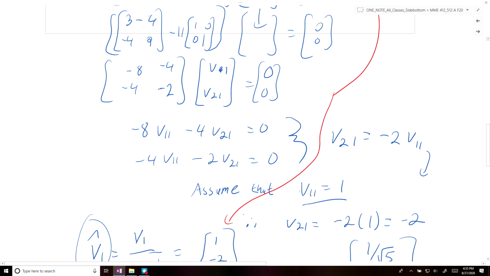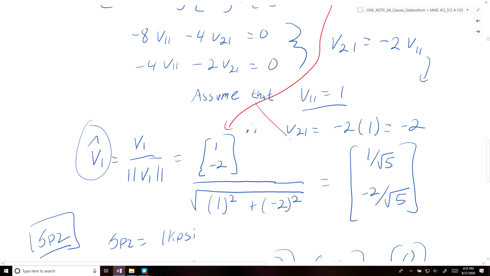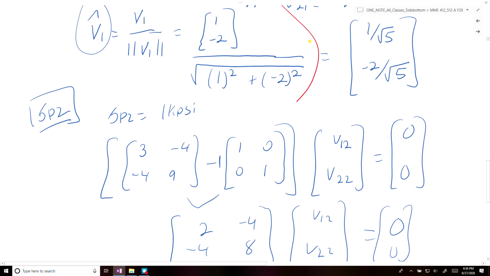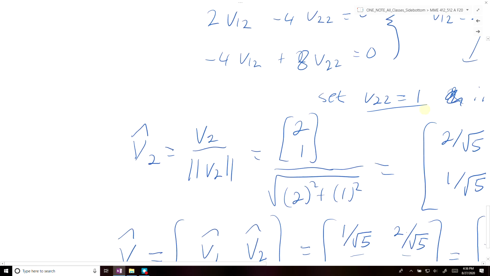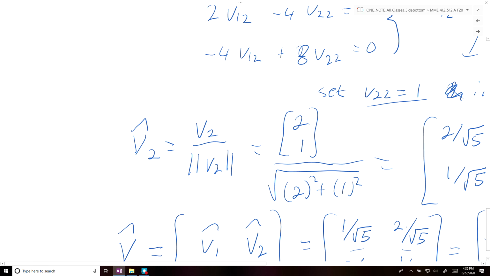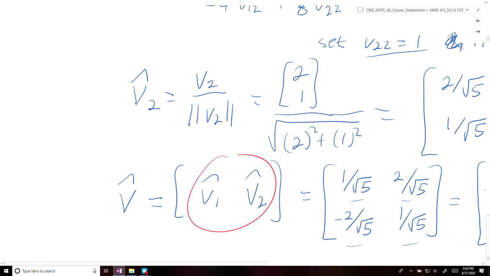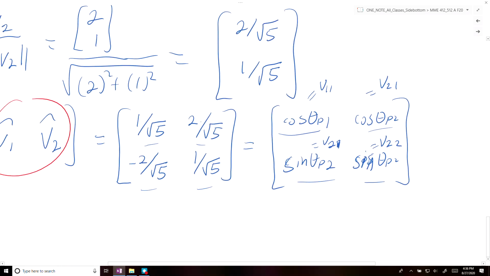Eventually we can get to solve for our second one, v2. Once we had that all set up, we can find our two eigenvectors, and we could relate those eigenvectors to our angles theta p1 and theta p2. And sorry, I just realized a typo. This should be sine of theta p1, not sine of theta p2.